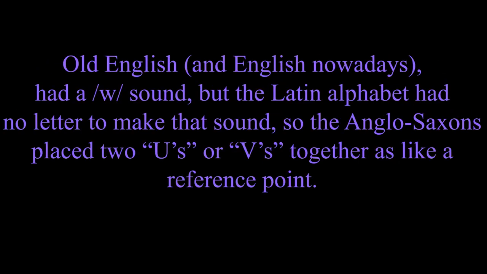Old English had a w sound, but notice that none of the letters were used to make a w sound at all. So as a sort of reference point, the Anglo-Saxons placed two U's or V's together to make a double U or double V. Remember that this was during the time when U and V were the same letter.